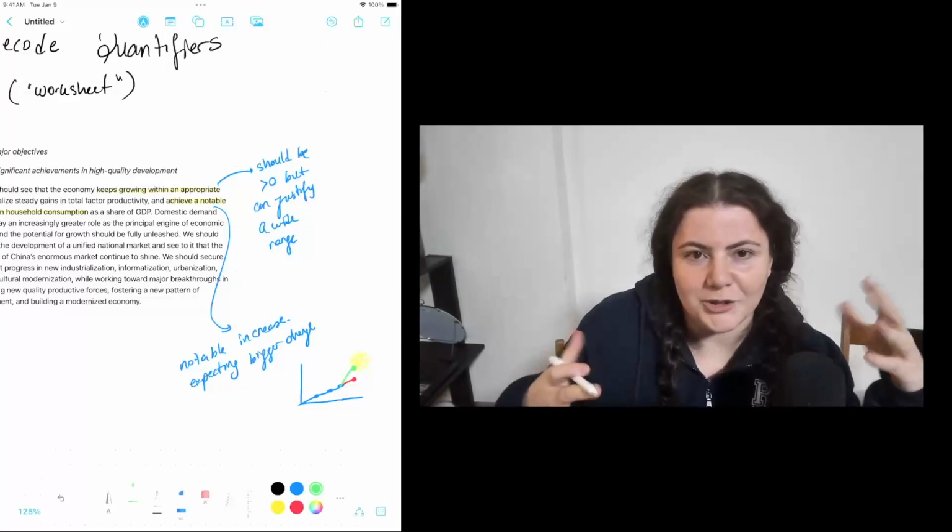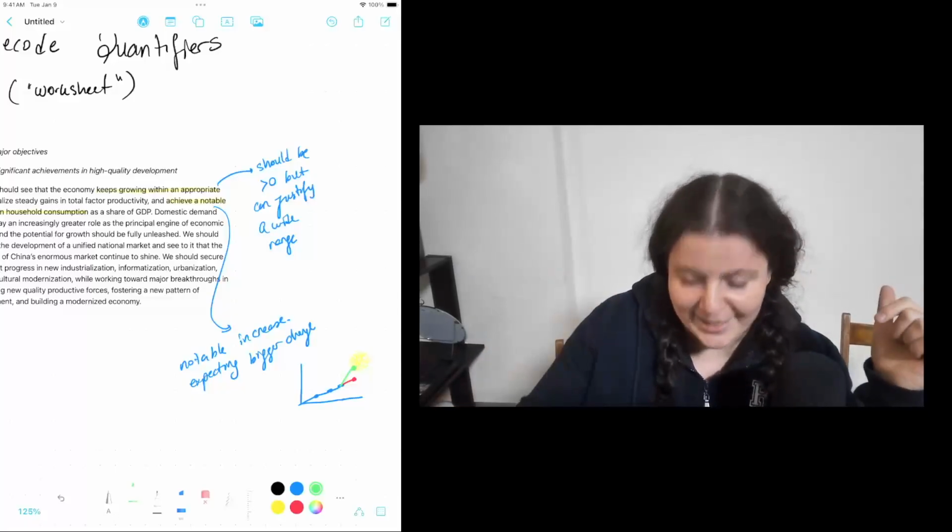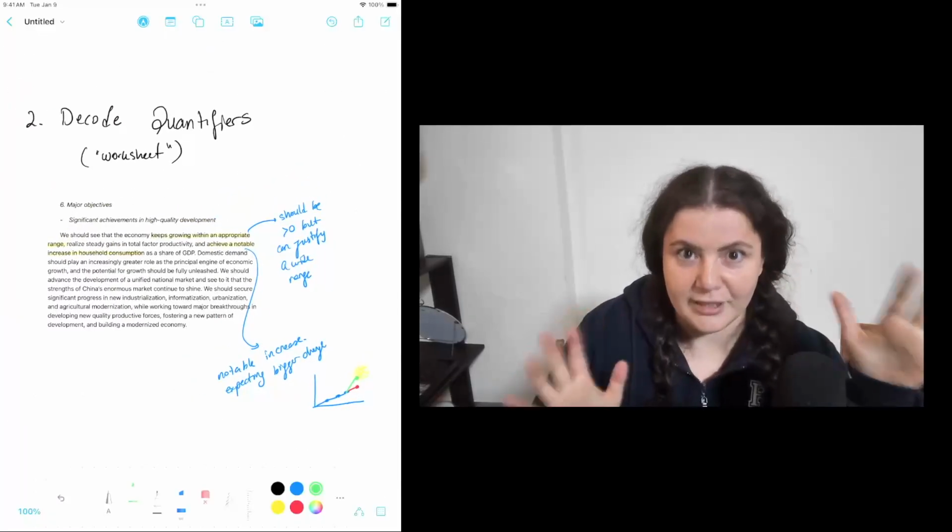You have to work out yourself what might be an appropriate range or an acceptable range in either case. But anyway, that is point number 2. So the quantifiers have to be decoded.